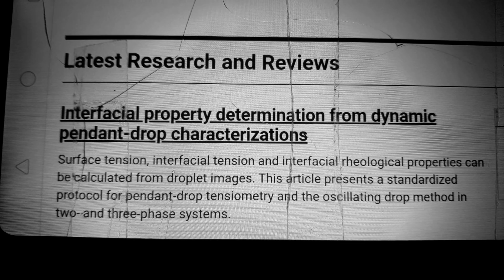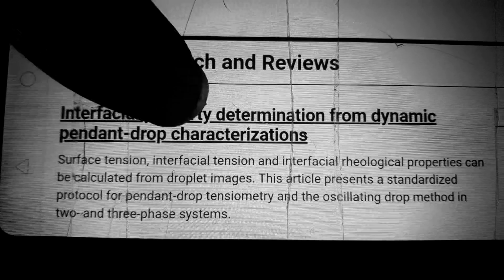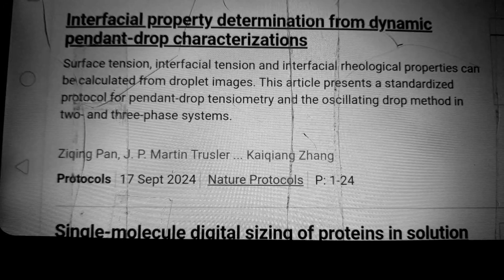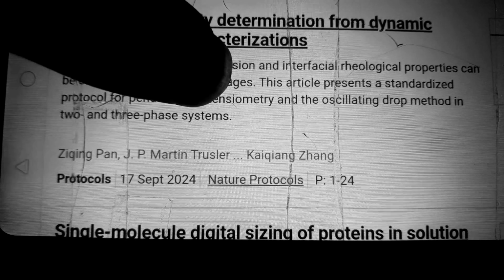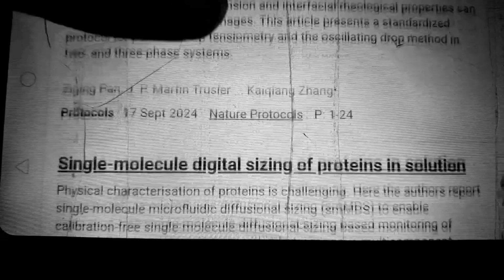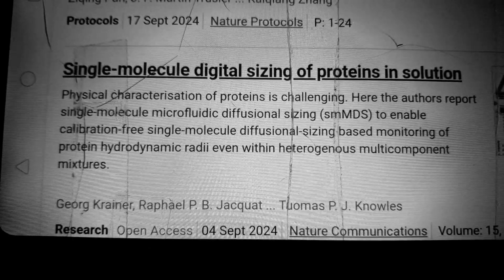Latest research and reviews: interfacial property determination from dynamic pendant drop characterization. Surface tension, interfacial tension, and interfacial rheological properties can be calculated from droplet images. This article presents a standardized protocol for pendant drop tensiometry and the oscillating drop method in 2- and 3-phase systems, courtesy Ziqiang Pan, J.P. Martin, Trussler, Kalkia, Keiqiang Zhang. Protocol, 17 September 2024. Nature Protocols, pages 1 to 24.